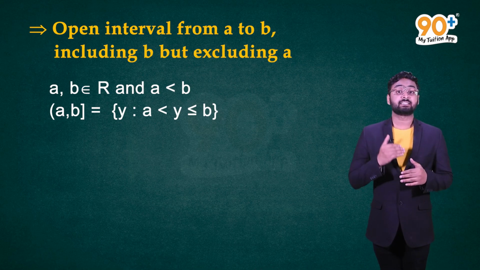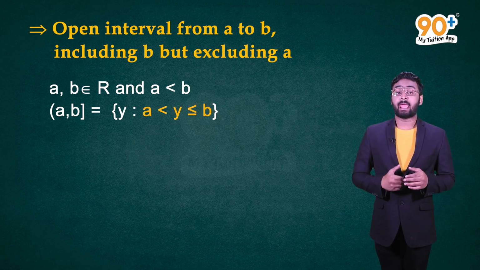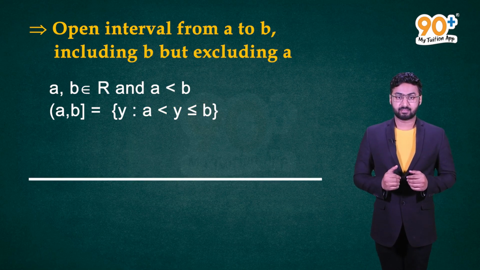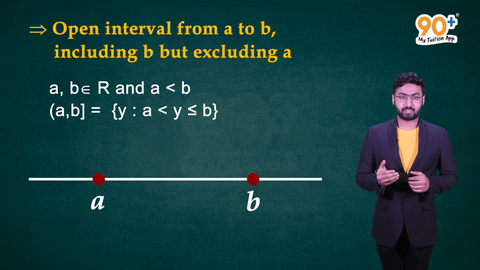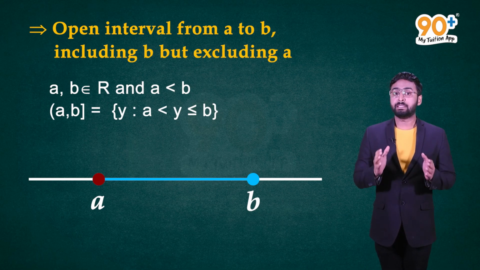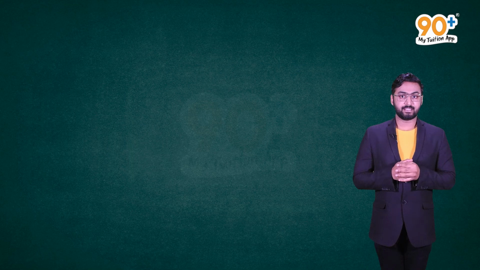As you can see, the condition given here is y is greater than A and less than or equal to B. So what are the endpoints here? They are A and B, and according to the condition given, A is not included in the interval but B is included in the interval. Let us understand this with the help of an example.